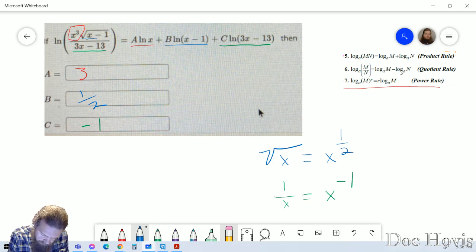So this should have been underlined in blue. Cool. Good. All right, let me know if you have any other questions.